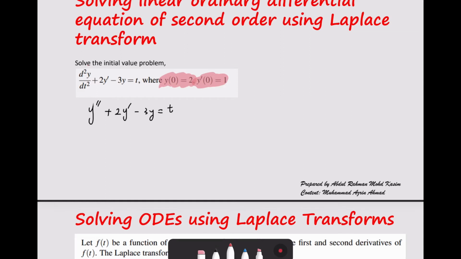Why do we give it to you in this form? Because we would like you to understand what is the dependent variable and what is the independent variable. So the dependent variable is y and the independent variable is t. So what you need to do is find what is y(t). This is our ultimate goal.